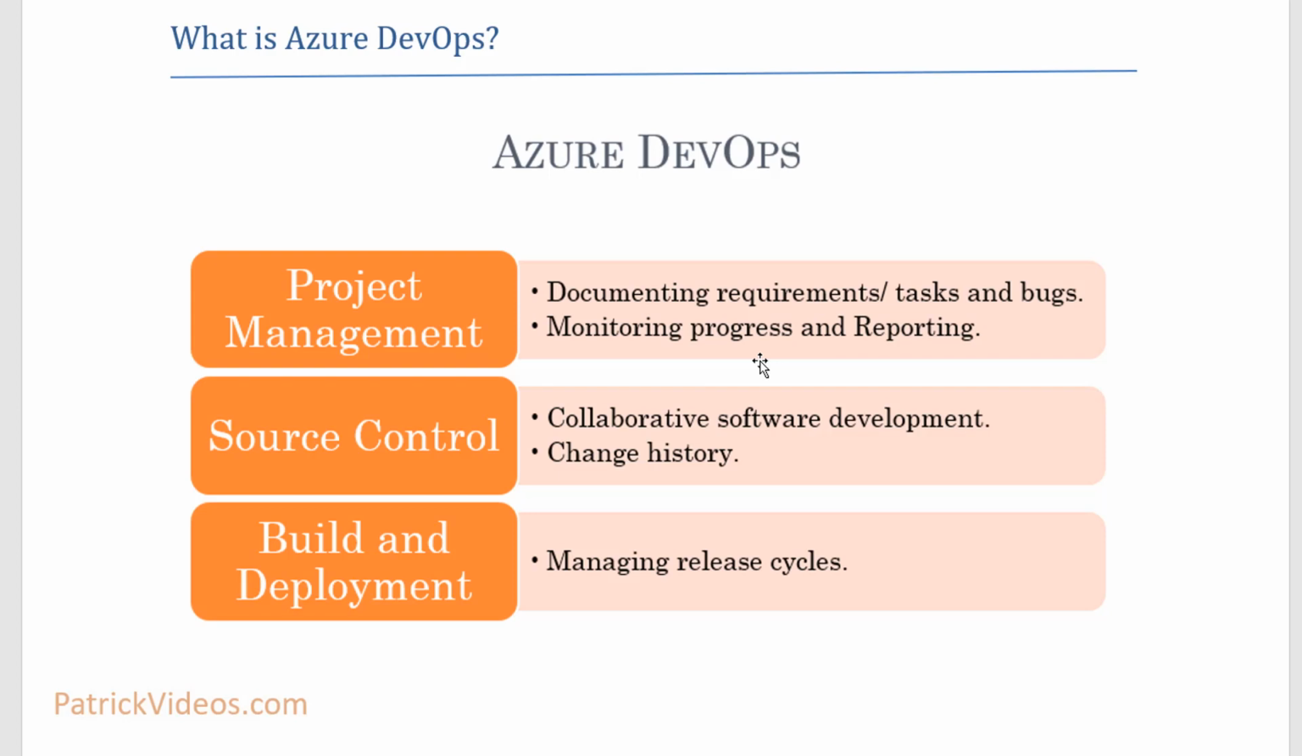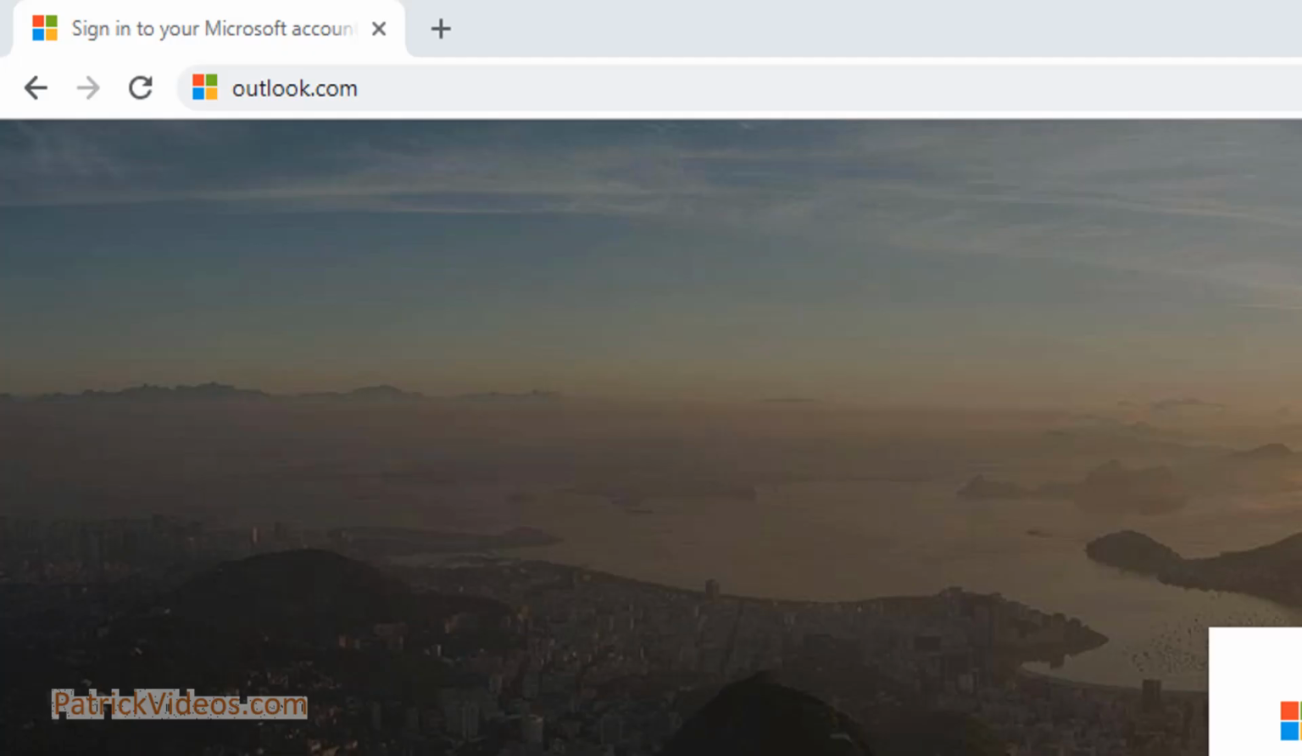Azure DevOps by Microsoft is like a 3-in-1 tool. It can do all three. In this video, we will learn the project management tool. And if you're a developer, I will create another video for the source control tool. Hope you love it. If you don't have an Azure DevOps account, all you need to do is create a Microsoft account and you can get a free trial version of Azure DevOps. So let's go create an Outlook.com account.